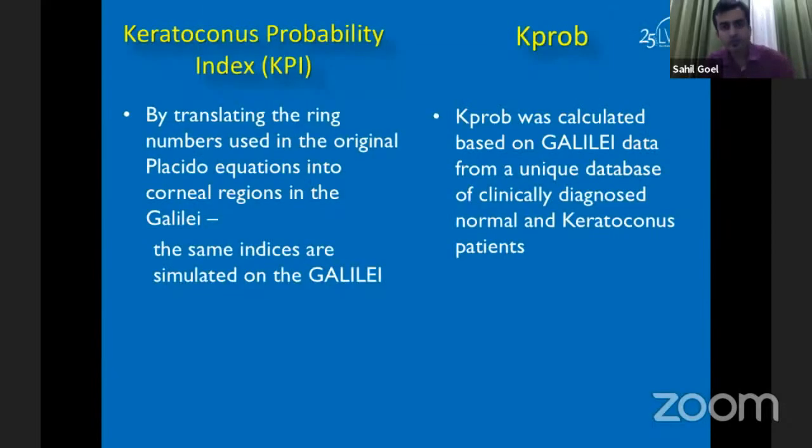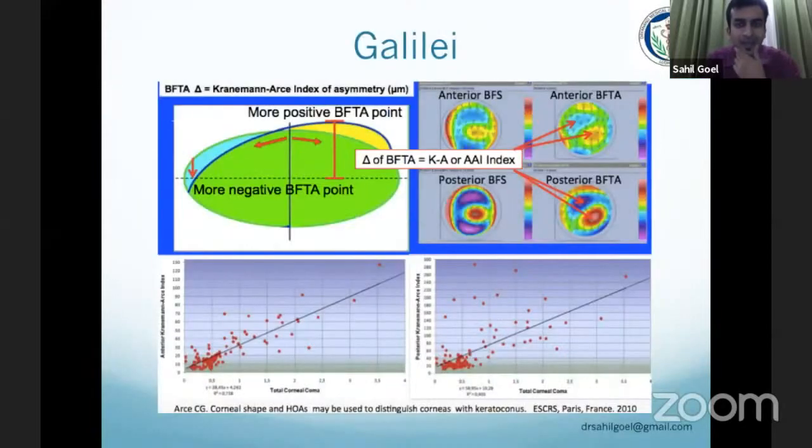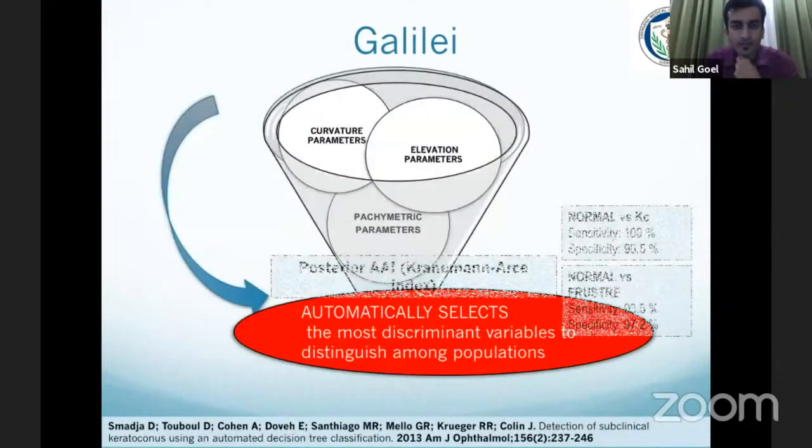I'm not going to talk much about Galilee, but these are some of the indices, KPI and K probability, which, as I said, use slightly different methods to diagnose keratoconus. So every tomographer might have its own indices. Please do not get confused. Stay with the basics of interpreting a quad map. The basics are, first of all, sagittal curvature, whereby you look at inferior superior asymmetry, astigmatism, skewing of the radial axis, especially if the astigmatism is against the rule or oblique.